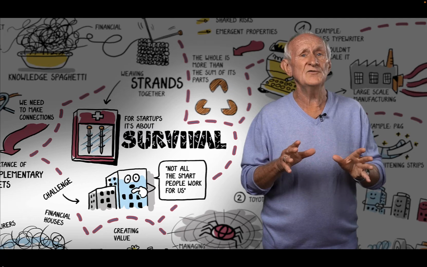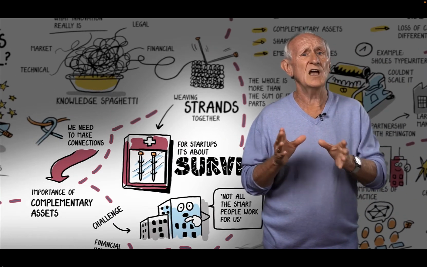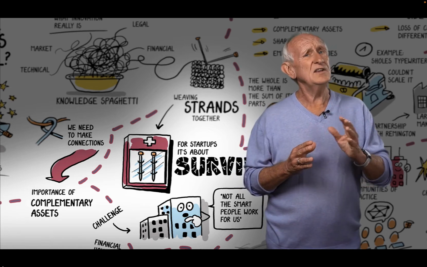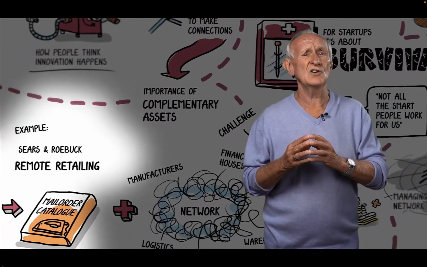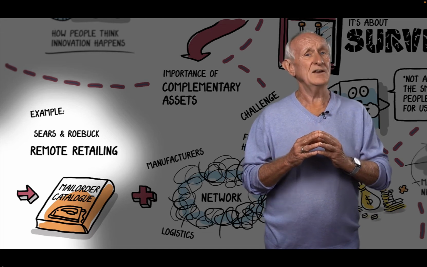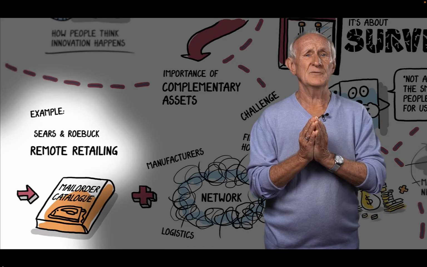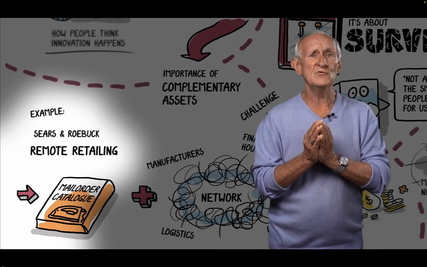We've talked in earlier films about the importance of complementary assets. Who else and what else do you need to make your idea happen? Think about Mr. Sears and Mr. Roebuck back in the 1900s in Chicago. Their great idea for remote retailing. And the device to enable that to happen is the mail order catalog. That's great, but that's not going to bring about remote retailing.